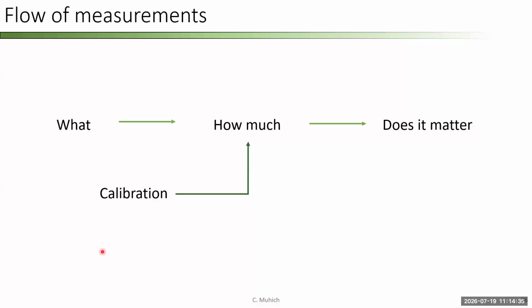All right, so in summary of today, I want you to think about how we can do measurements and how they're going to flow. We start by looking at what exists, and then we generally want to characterize how much exists. And to do that, we need a calibration curve. And then once we have how much exists, we often want to find out, does it matter, or is it different or the same as other approaches, right? So with what, we do identification, how much is quantification, and does it matter is our statistical analyses.